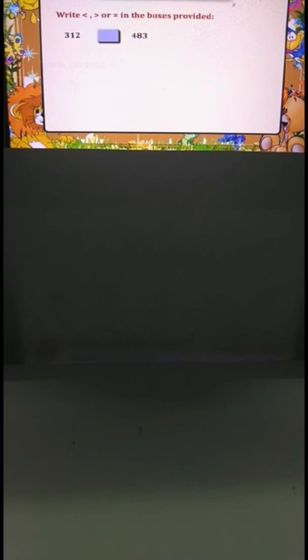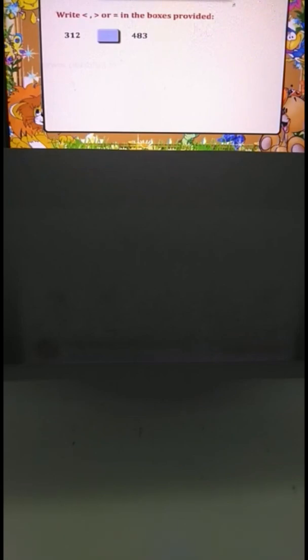Write greater than, smaller than or equal to sign in the boxes provided. That means you have to put the symbols of greater than, smaller than or equal to in the given boxes. The first one is 312 and 483. Now children, think which number is greater.